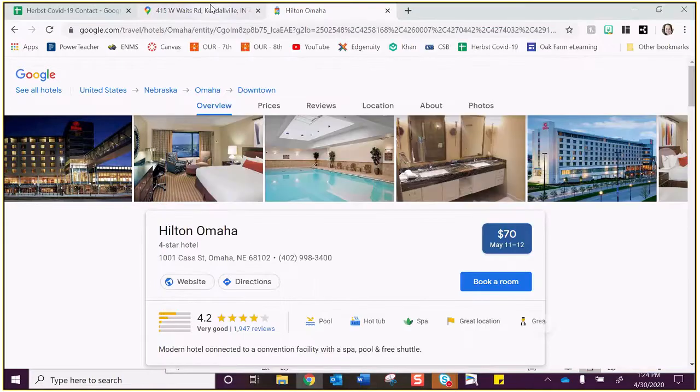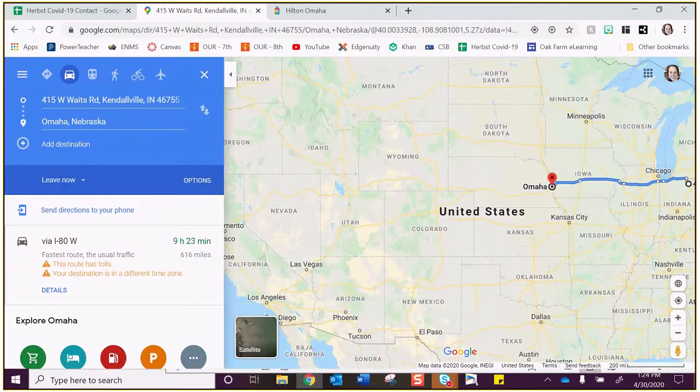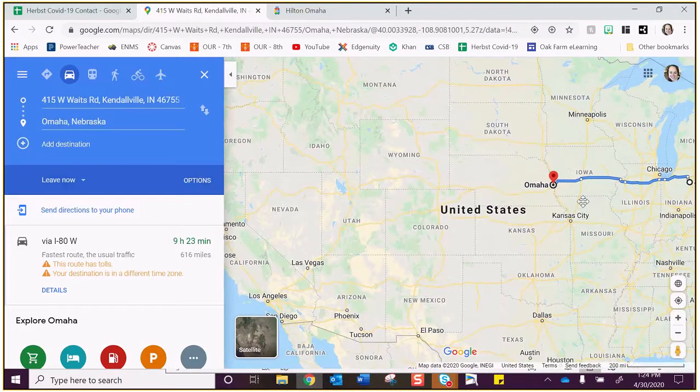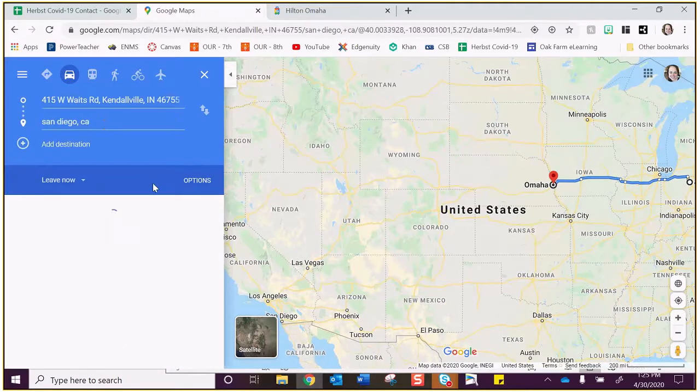Now I need to decide from Omaha, remember we're trying to get all the way to San Diego, and what's maybe the halfway point from here, somewhere in Colorado. So I'm going to put San Diego back in because I want to see what cities I'm going to be traveling through.